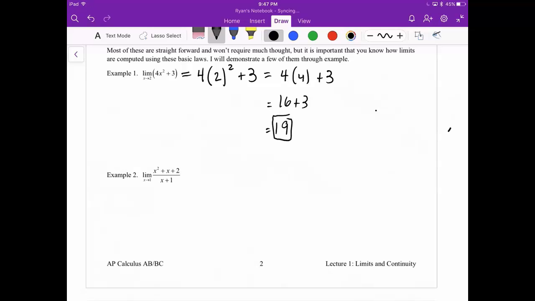Now sometimes when you plug in, you're going to get a nice answer like that, like 19, and you're going to be done. You don't have to do anything other than that. That's not going to happen a lot of the time, but in this particular case, it does.